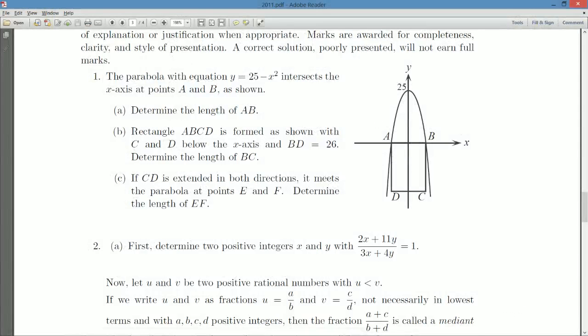Rectangle ABCD is formed as shown with CD below the x-axis and BD equal to 26. Determine the length of BC. So we want to determine the height of the rectangle, and all we know is, well, we know what AB is, we know the width, and we know a diagonal. Okay, so I'm sensing that a right angle triangle is going to appear here.